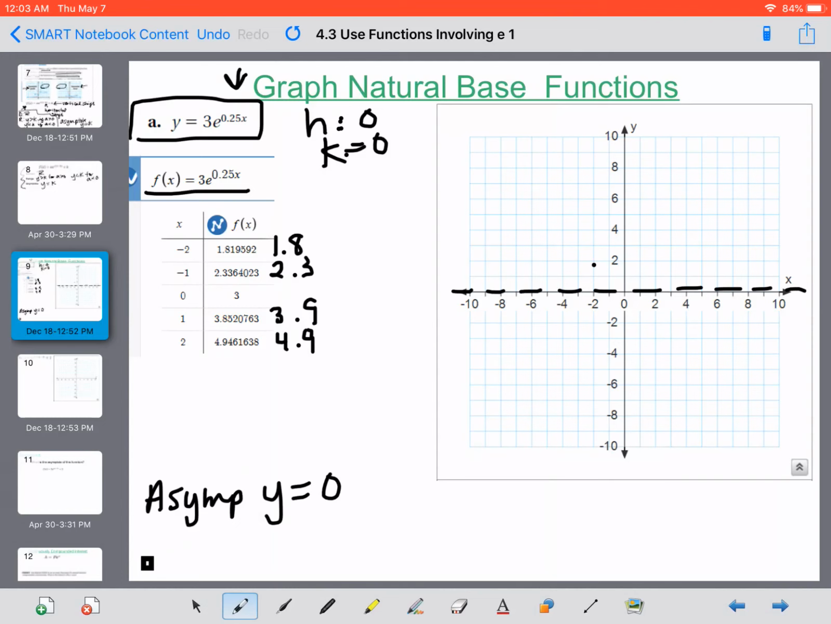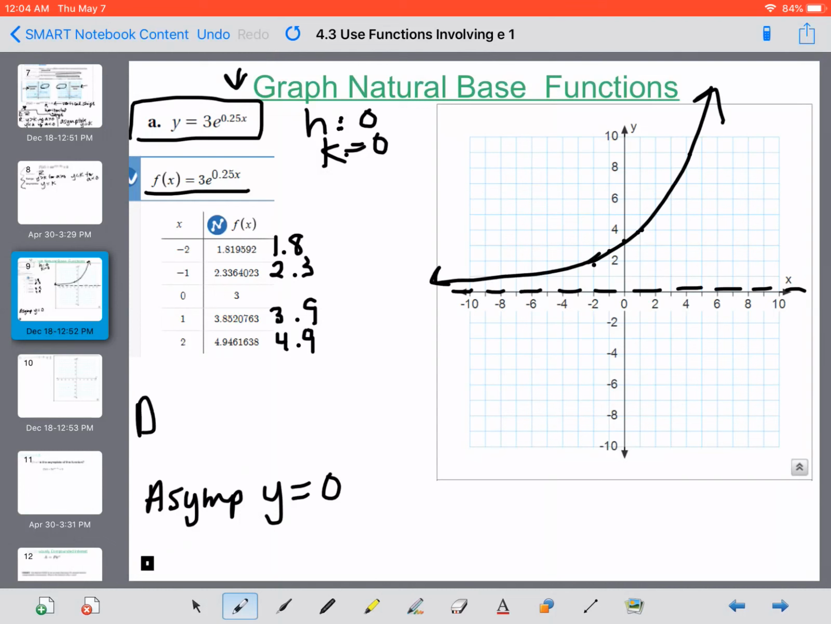And then negative 1 is 2.3, 0 is 3, 1 is 3.9, so it's closer to 4, right under 4. And then 2 is 4.9. That's almost right there. So we know it's going to be growing as we move to the right, and as we move to the left, it's going to get infinitely close to our asymptote.